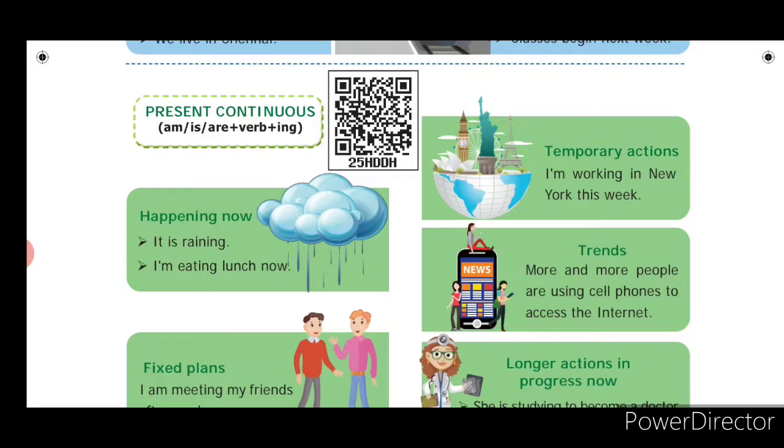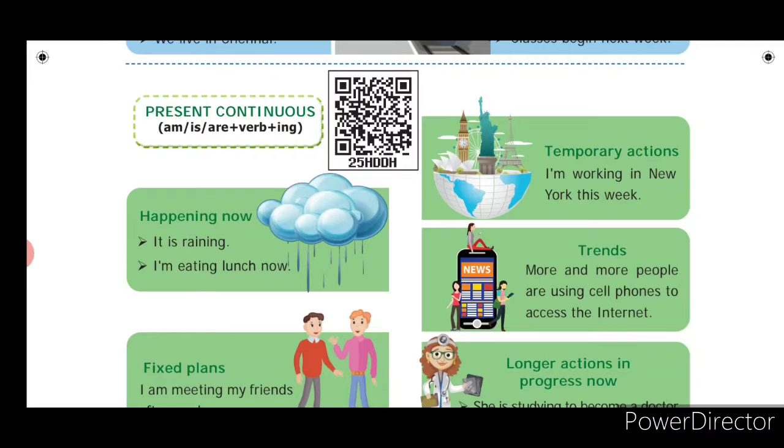Okay, present continuous tense. The structure of present continuous tense is subject plus am, is, are plus verb plus ing. Okay, so for the structure of the present continuous tense: am, is, are plus verb plus ing. Okay children, so now you have learned the structure of the present continuous tense. So when will we use this present continuous tense?